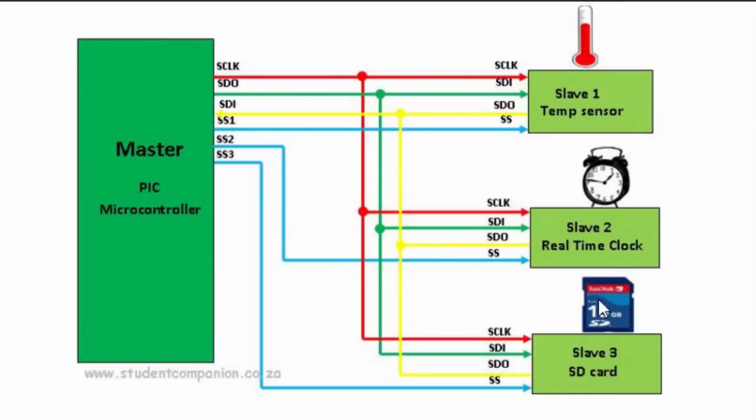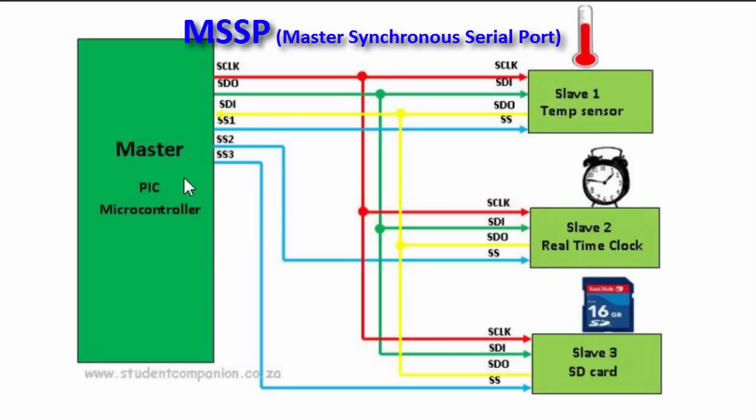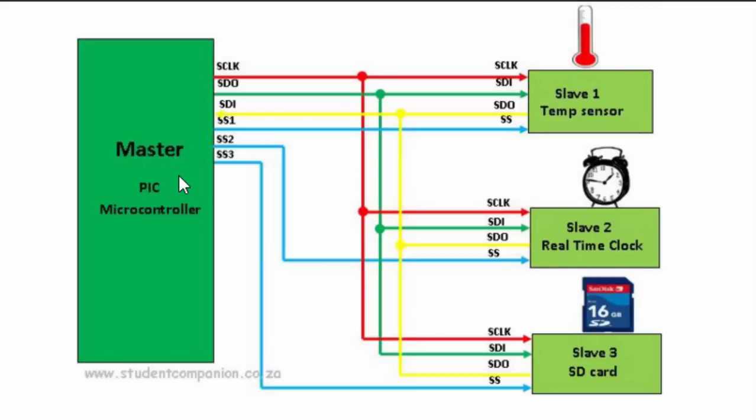SPI is implemented in the PIC microcontroller by a hardware module called MSSP, which stands for Master Synchronous Serial Port. This module is built into many different PIC microcontroller devices. It allows serial communication between two or more devices at a high speed and is reasonably easy to implement. The MSSP can operate either in SPI mode or in I2C mode.